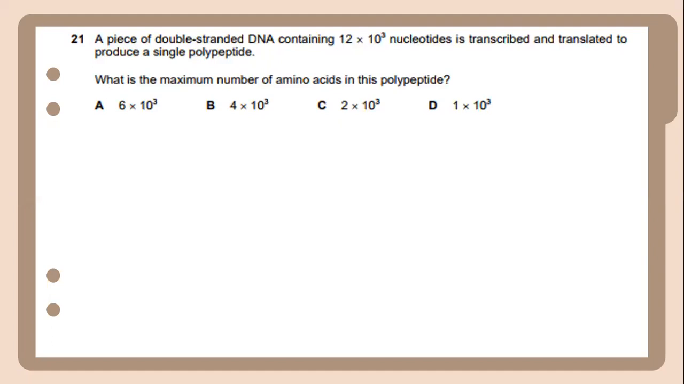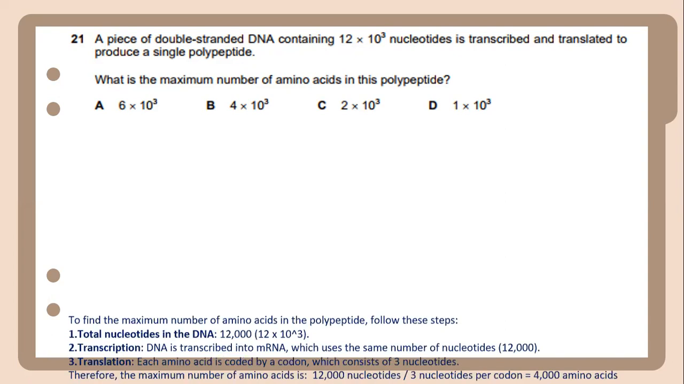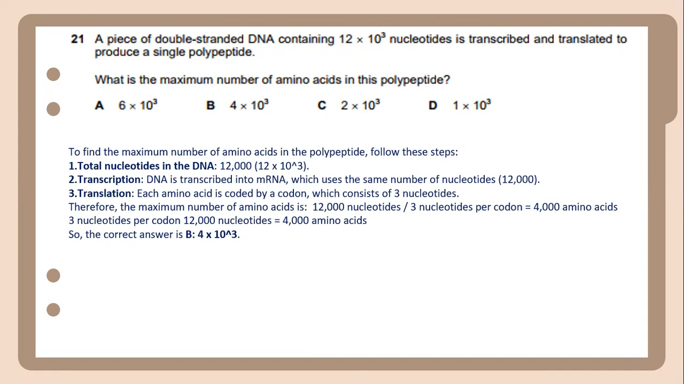21. A piece of double-stranded DNA containing 12 times 10 to the power of 3 nucleotides is transcribed and translated to produce a single polypeptide. What is the maximum number of amino acids in this polypeptide? To find the maximum number of amino acids in the polypeptide, we have to follow these steps. First, total nucleotides in DNA is 12,000. This is already given in the question.